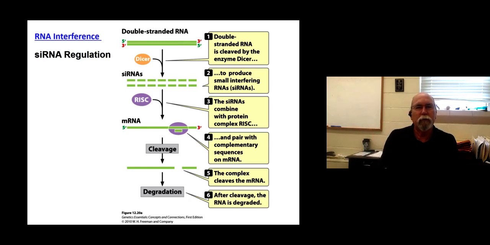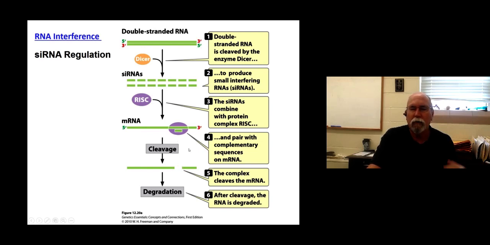Now, these are important in normal process because we need to get rid of these messages, right? So this is one of the ways that messages are degraded, by these RNAs that are made available. Once a message is used and you want to degrade it, you'll have a hybridization of one of these small pieces of RNA to your message. You get cleavage, and that'll signal degradation of the message itself.